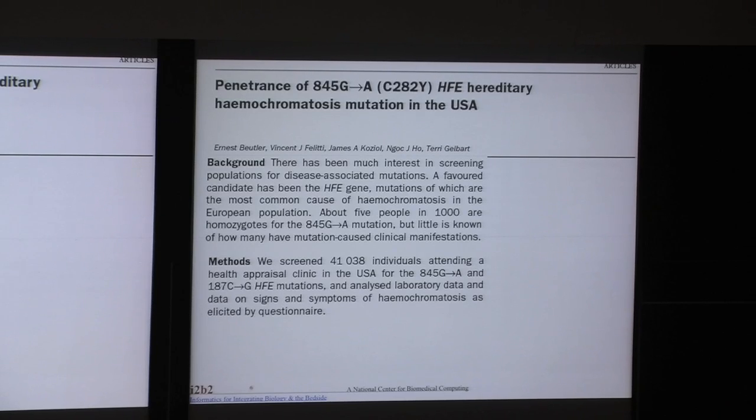What they found was that, sure enough, 151 individuals in this 41,000 were homozygous for this mutation. But of the 151, only one had any clinical, biochemical, or family history evidence of hemochromatosis. So this went from a highly penetrant Mendelian disorder to a common variant with weak penetrance. How did this happen?